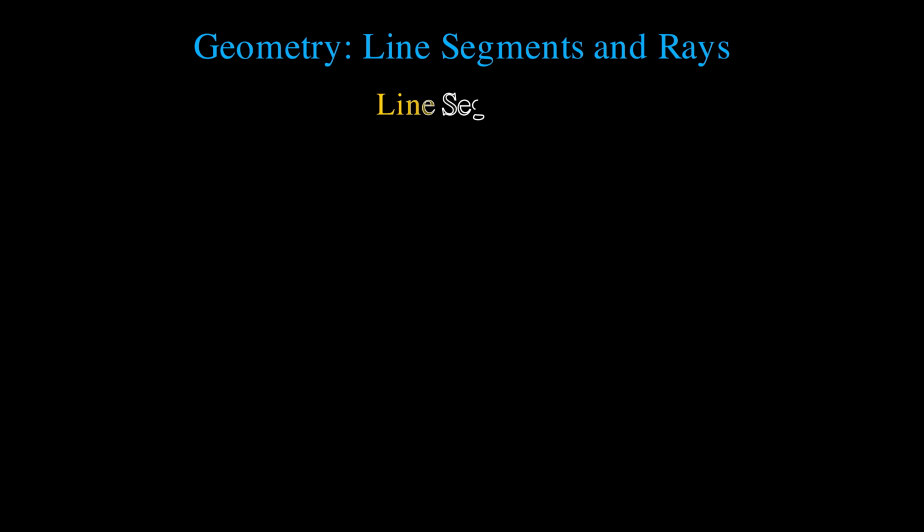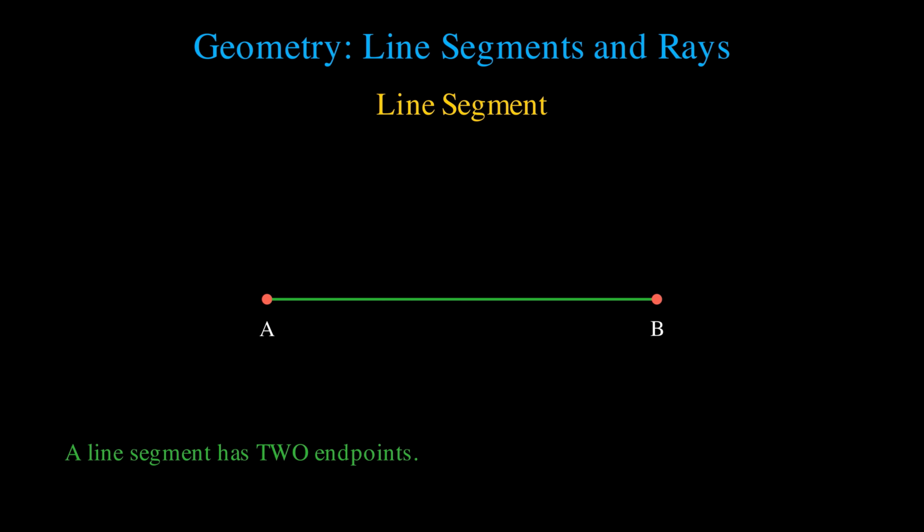Now let's look at something slightly different: a line segment. A line segment has two endpoints. That means it starts at one point and stops at another point. So, unlike a line, it does not continue forever. When we name a segment, we use the two endpoints. So, here we call it segment AB.